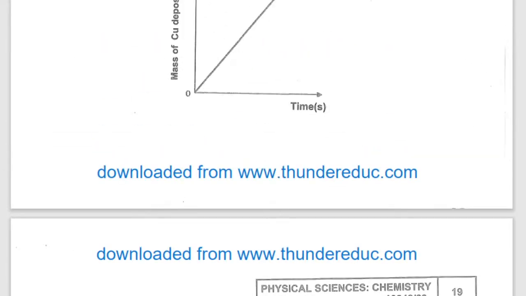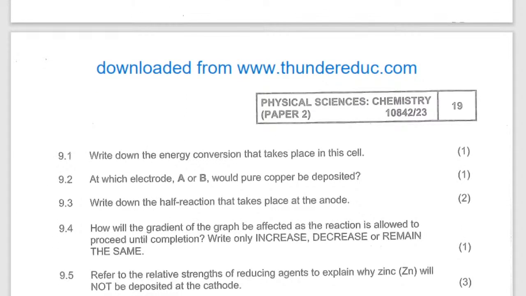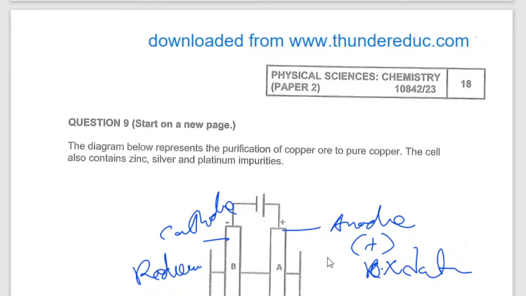They're saying, at which electrode, A or B, would pure copper be deposited, meaning that it's going to be reduced. If you put pure copper here, pure copper, it's going to be oxidized. Copper 2 ions plus 2 electrons.